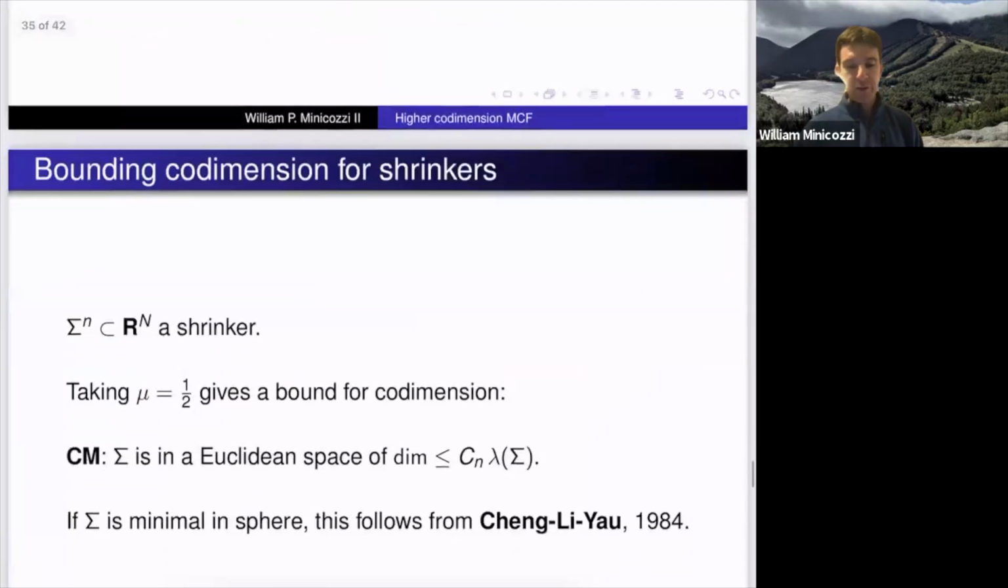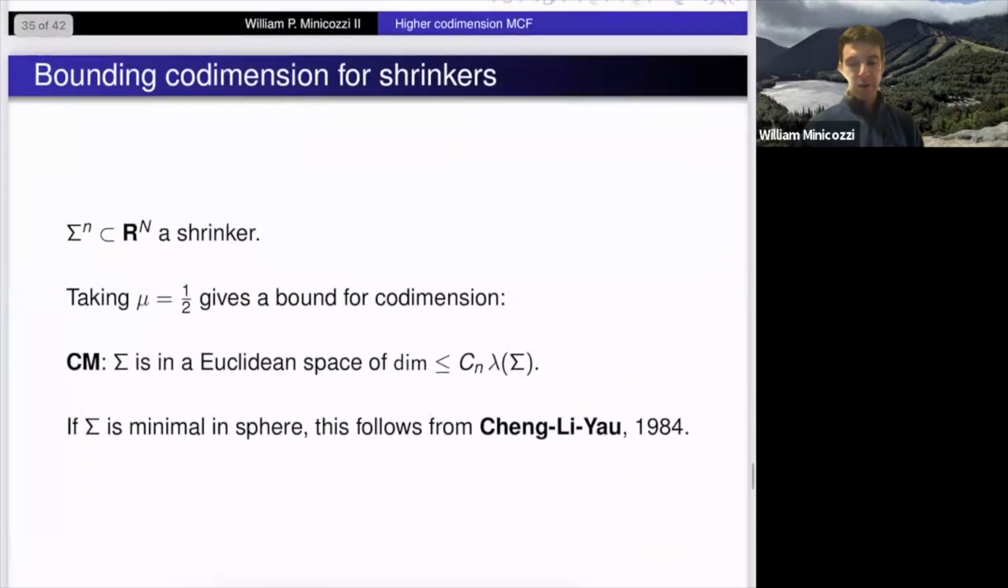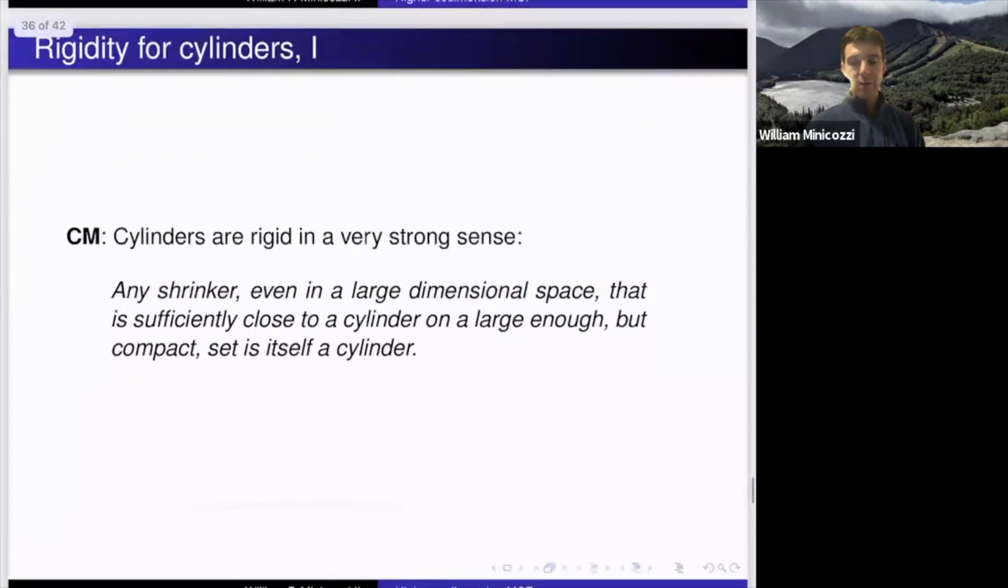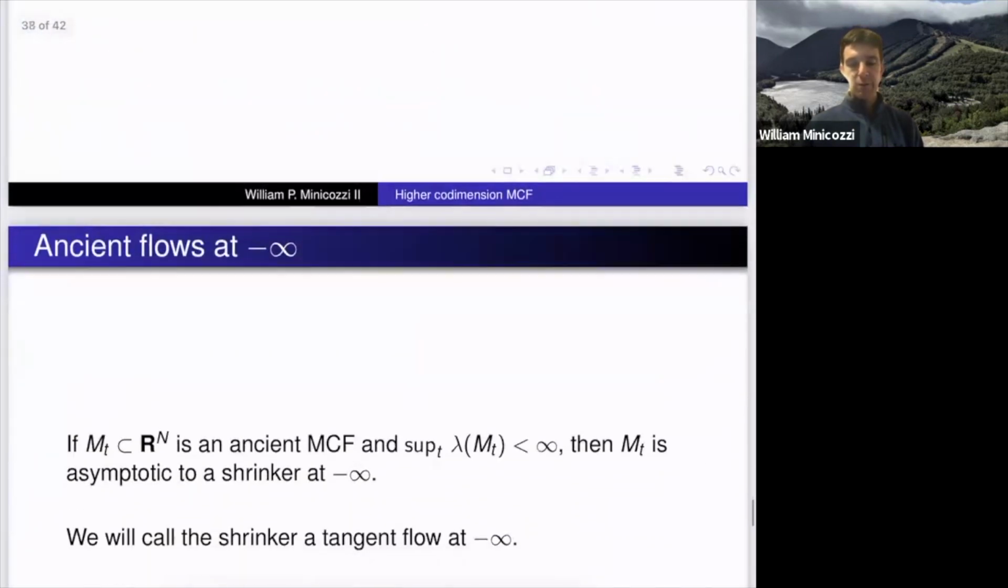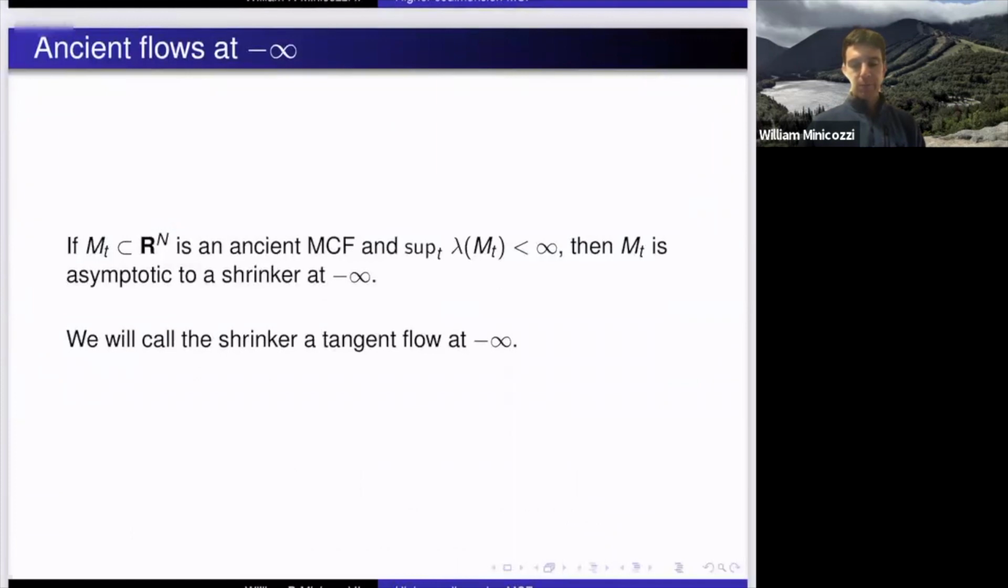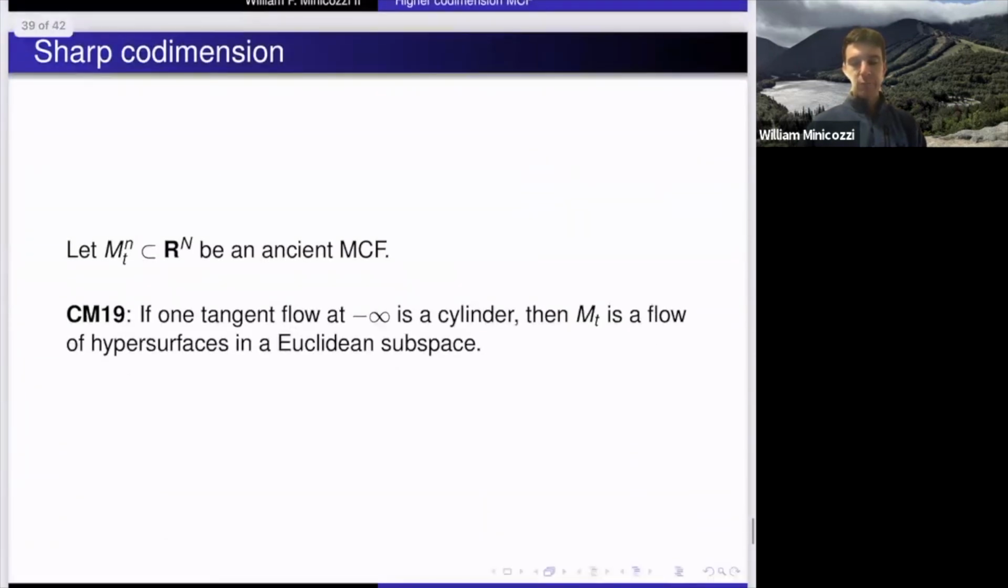Okay, I'm hitting the witching hour, so let me just state one last theorem, on rigidity for cylinders. We show that if you have one tangent flow at minus infinity as a cylinder, then the flow is actually a flow of hypersurfaces in Euclidean space. In the problems I've been talking about so far, I wanted to get some fixed bound on the dimension of P1. Now I'm saying that the bound is just n plus 1 for the dimension of P1. So that's really, really sharp.